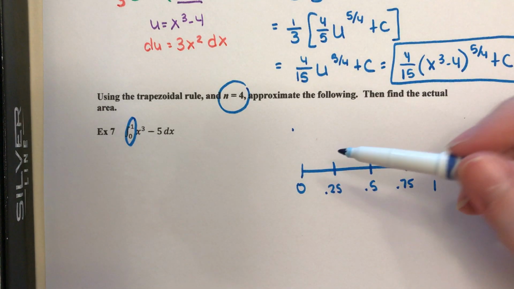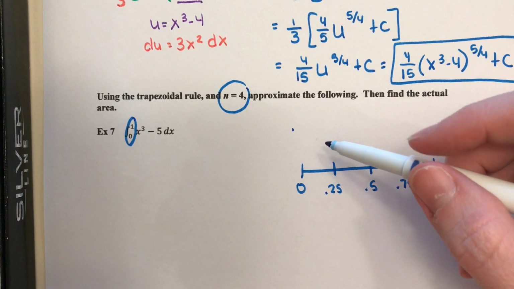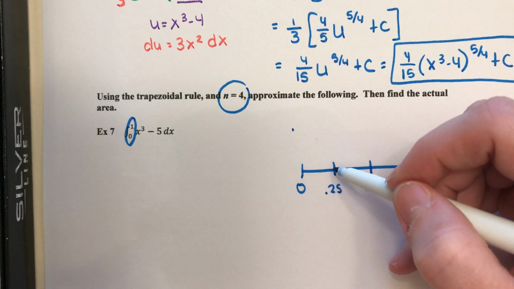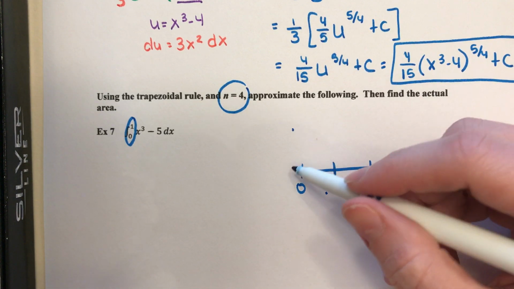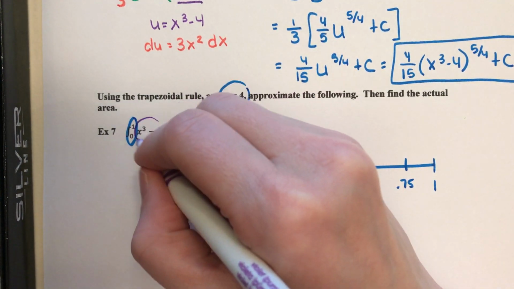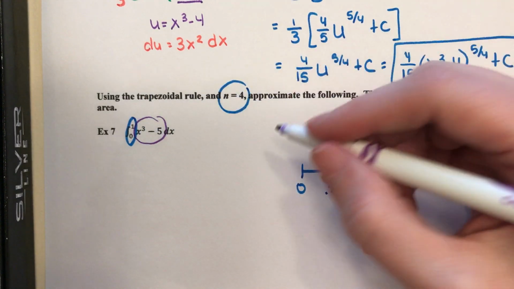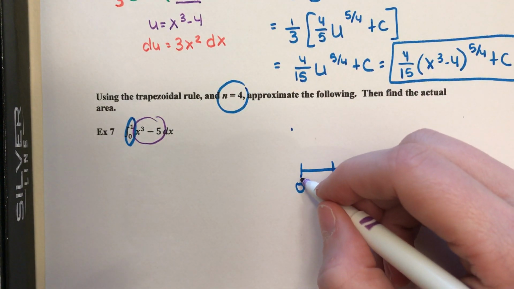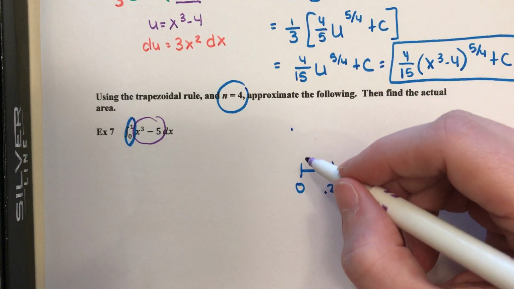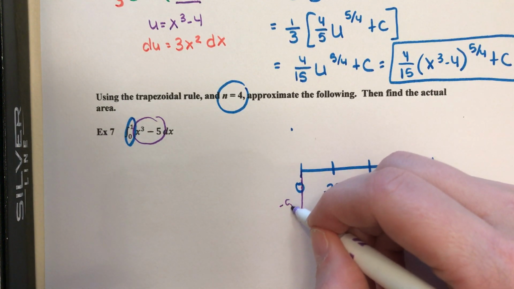Okay, so let's find our first trapezoid here. So I need some heights to get me started. I need the height at 0 and the height at 0.25. So how I would figure those out is I'm going to use my function over here to evaluate the different heights. So the height at 0, if I plug this in, is -5. So it actually goes down here a little ways, -5.